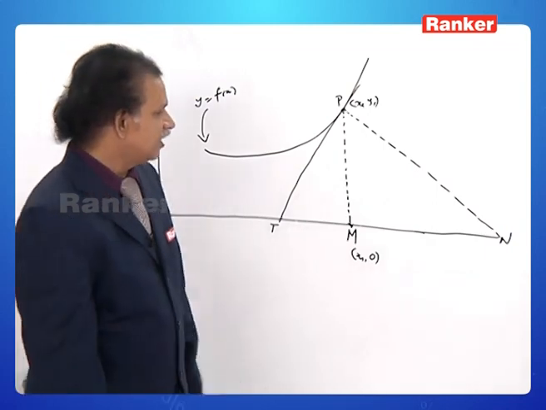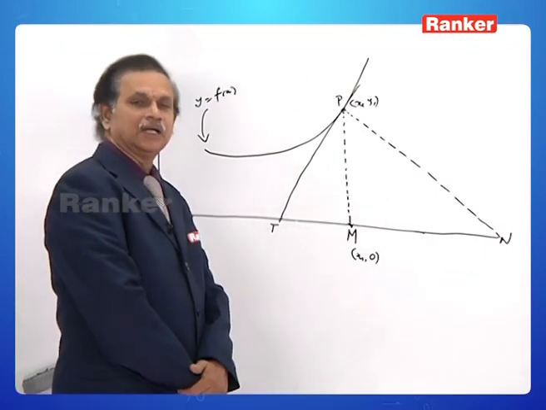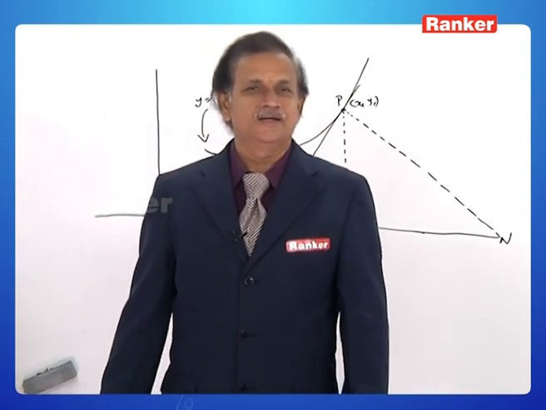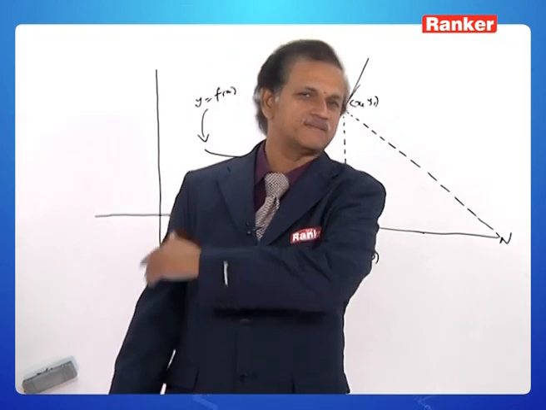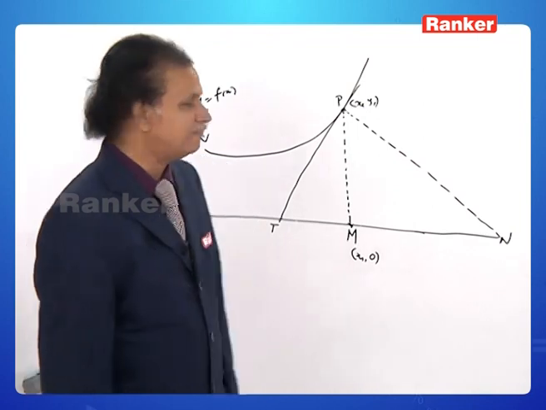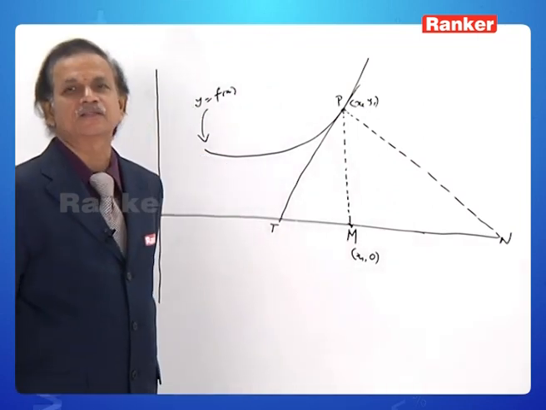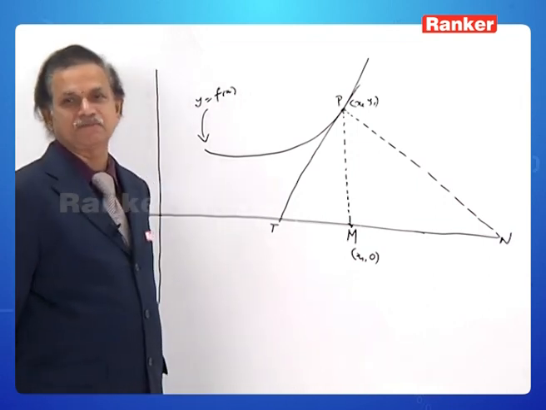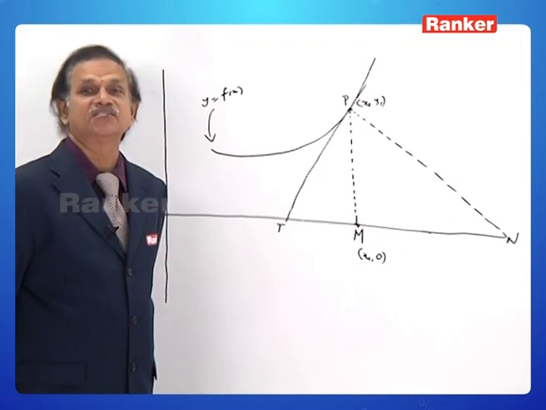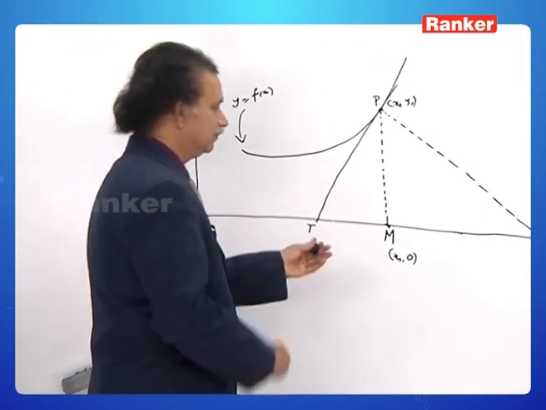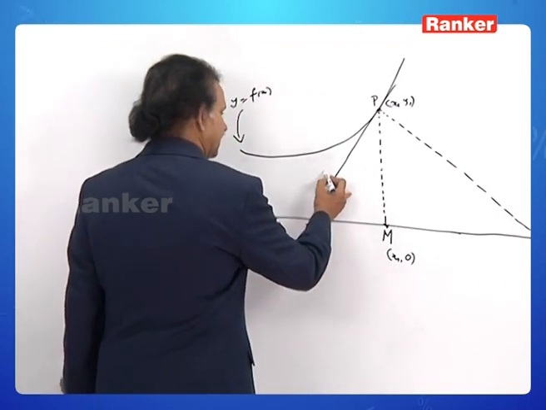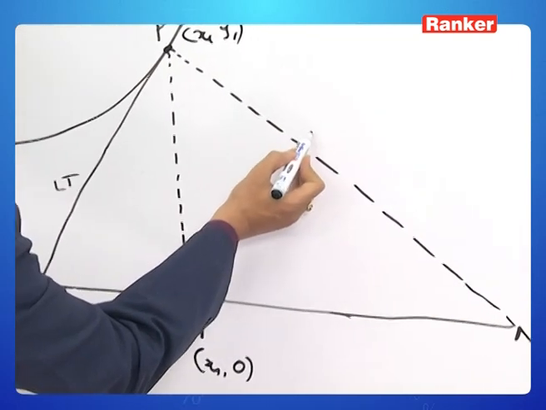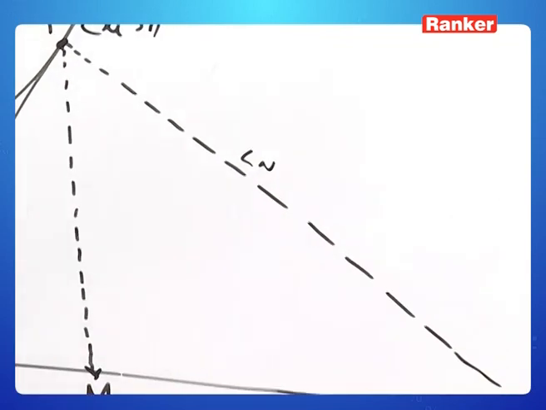In a similar fashion, observe MN. The length MN is the length of the projection of the normal on the x-axis. That is termed the length of the subnormal. Okay, what is PT? Length of the tangent. What is PN? Length of the normal. What is TM? Length of the subtangent. What is MN? Length of the subnormal. Let me abbreviate this as LT, length of the tangent, and LN, length of the normal.